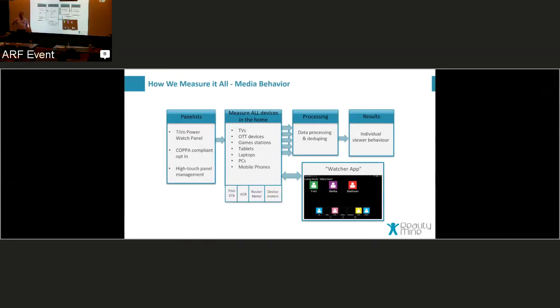Some homes have more than 22, 24, 26 devices that are delivering content to the home and to the individuals. And you have to measure all these things: the televisions, OTT devices, so the Rokus, Chromecasts, Apple TVs, game stations are another big source, of course, Nintendos, PlayStations, whatnot, tablets, laptops, PCs, phones. All of these are delivering content in the home, and some of these things can also be carried out of the home. And to measure all these things, we use a bunch of different tools.